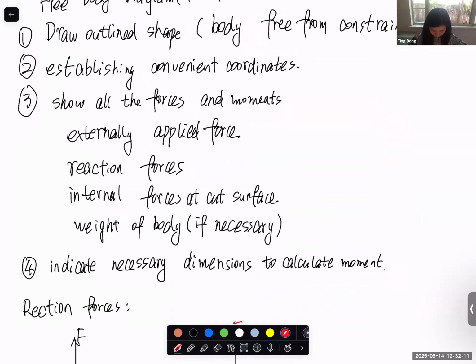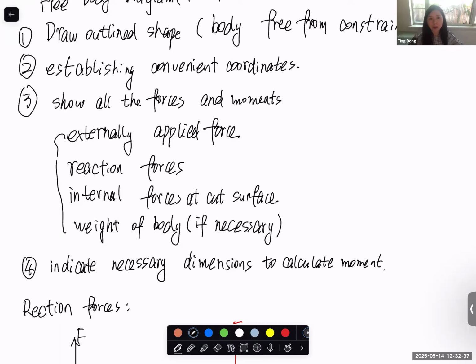I just want to emphasize here that reaction force is actually considered one of the external applied forces, but a lot of times students may forget. So that's why I put reaction force here separately. But since reaction force is the force applied by the wall or by the ground or any external supporting structure to the structure itself, it should be considered as one of the externally applied forces.